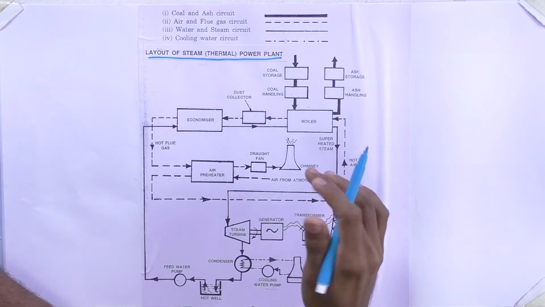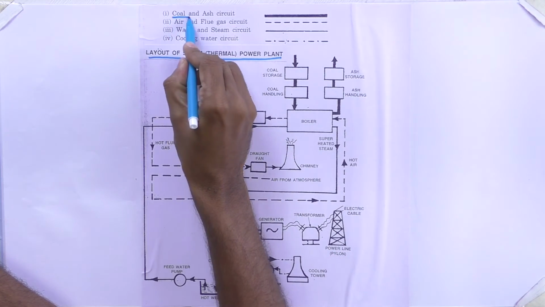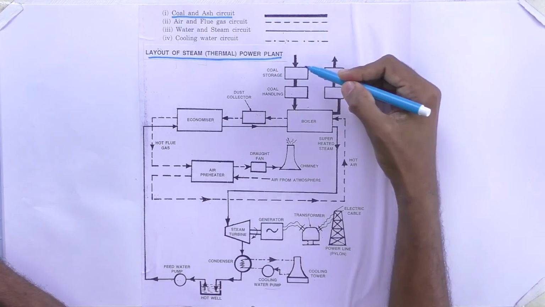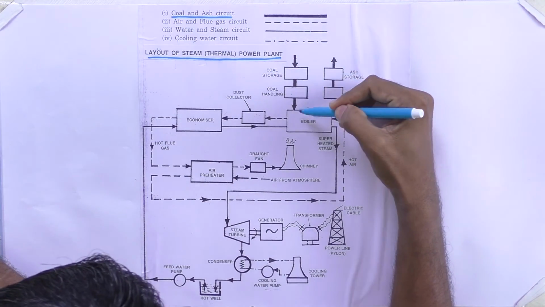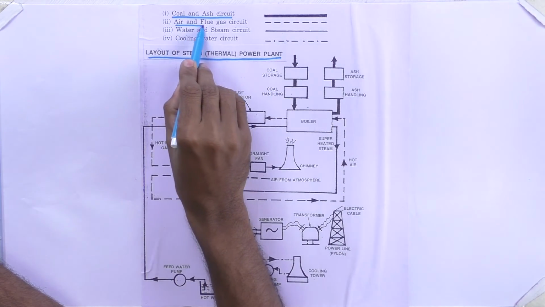Here we have split this power plant into mainly 4 circuits. First one, the coal and ash circuit. Here you may consider this is the coal and ash circuit, as I am showing this way. And then the second one is the air and flue gas circuit.